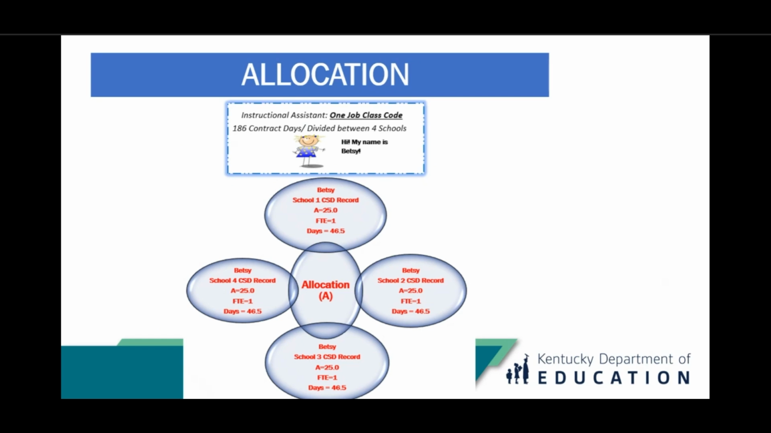So here we have Betsy, and Betsy is an instructional assistant. She has 1 job class code, but she is divided between 4 elementary schools where she assists. So her FTE is 1. She does 1 job. That's how you want to think about this: how many jobs is Betsy doing? She's only doing 1, but she's doing this at 4 schools. So we see that her allocation for each is 25%. Her days are divided by that percentage. So her 186 is divided out by 4 at 46.5.